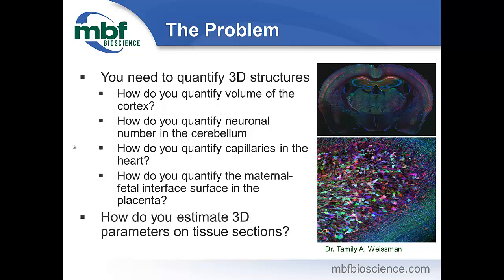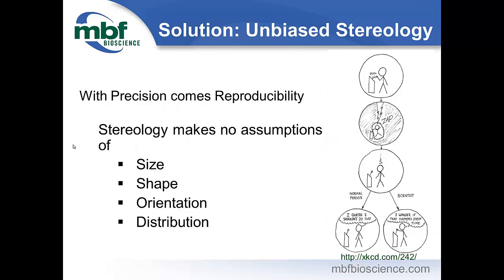Right. And so we're going to be discussing all of these in the framework of how do you estimate these 3D parameters on tissue sections. So when you can't observe your entire parameter in its entirety just by looking at it, you need to section it up. So the solution to the problem, we think, is unbiased stereology.